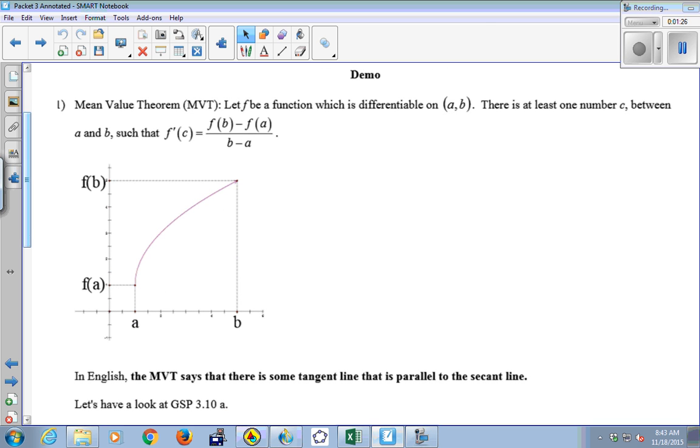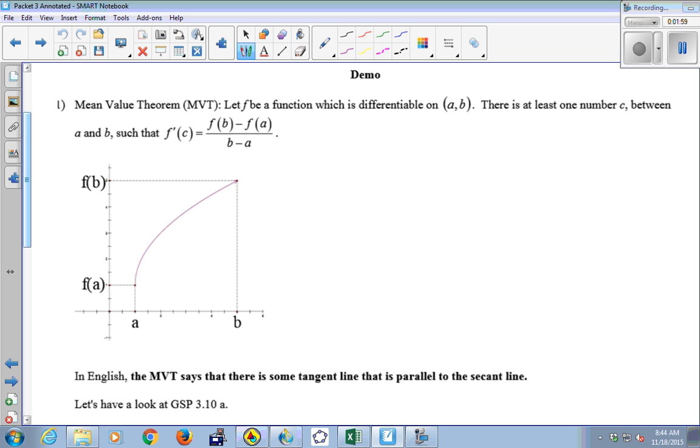So the mean value theorem. It says that if f is differentiable on [a, b], and remember differentiable means it has to be continuous and smooth, no sharp corners, then there's at least one number c between a and b, so that f prime of c is f of b minus f of a all over b minus a.